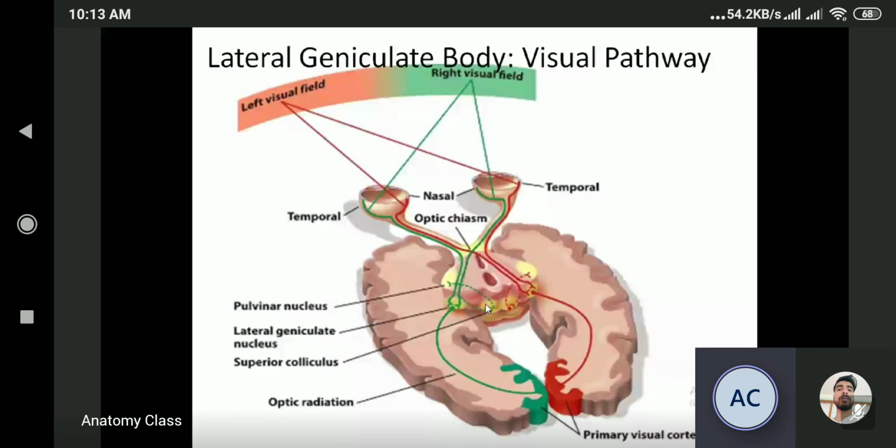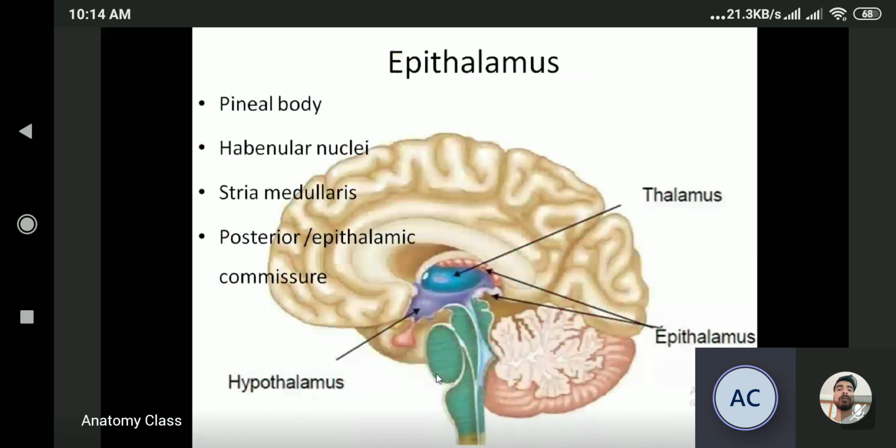Such sudden visual reflex is made possible by this connection of the lateral geniculate body and the superior colliculi. Okay, so this is how the superior colliculi and the lateral geniculate body are associated with the visual pathway. So this is about the lateral and medial geniculate body. The next part we need to know about is epithalamus.